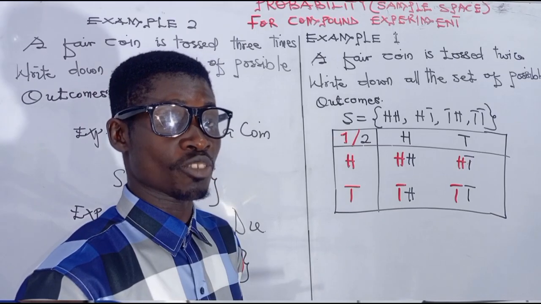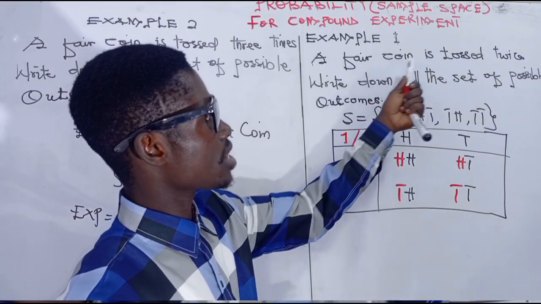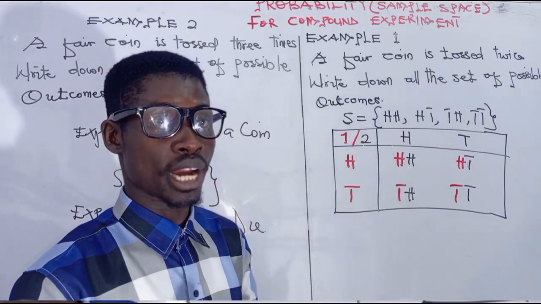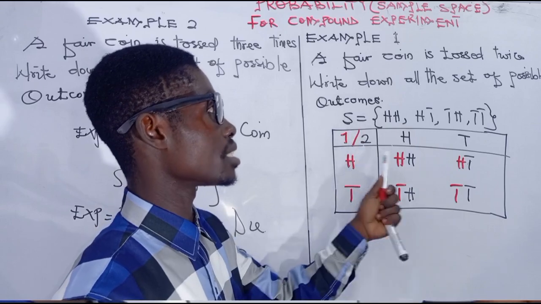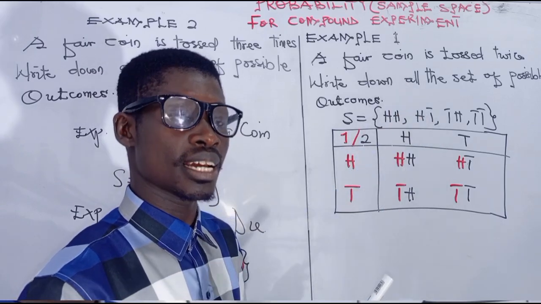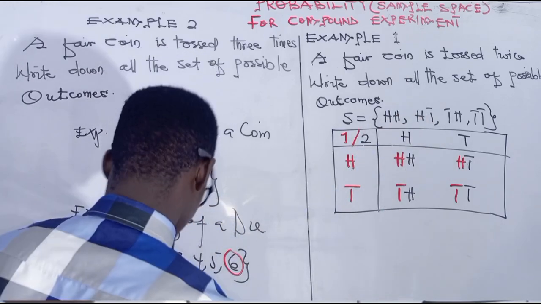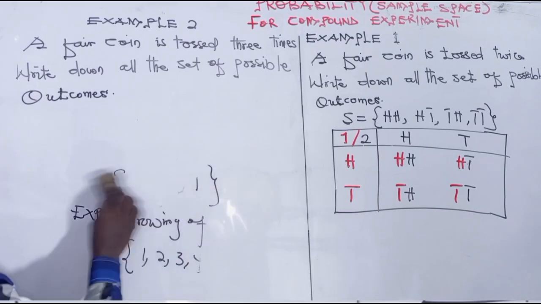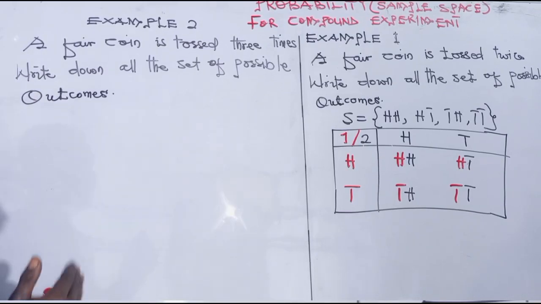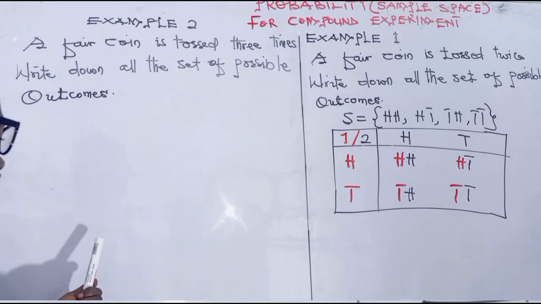So these are the set of possible outcomes when a fair coin is tossed twice, which is the same as the sample space for this experiment. Let's look at the second method. With the second method, as I said earlier on, we are going to make use of the tree diagram.